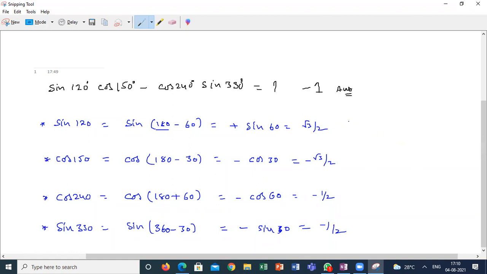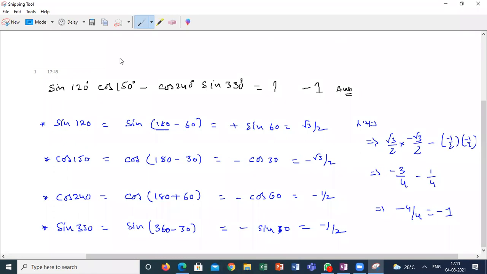If I am substituting all these values in the given expression, there is no LHS or RHS, but I am substituting in the given expression: root 3 by 2 into minus root 3 by 2, minus 1 by 2 into minus 1 by 2. This is minus 3 by 4 minus 1 by 4, which is minus 4 by 4. The answer is minus 1. This is one way we can solve this question. Is it clear, guys? Yes, sir.